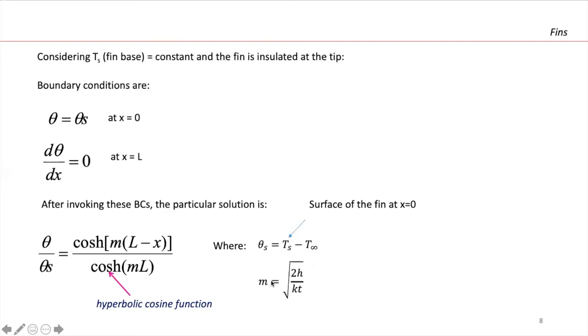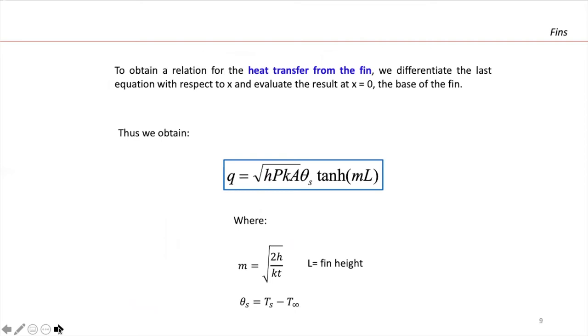And M is the fin parameter, that is the square root of 2 times the convective heat transfer coefficient divided by kT, or the thermal conductivity times the thickness. So the equation I want you to please take note of is this one. This is the relationship after working with all the boundary conditions and the initial equation that is going to help us calculate the heat transfer from the fin, okay? So the heat transfer from the fin is given by this equation, so please take note. This is the equation that you need to have in your notes.